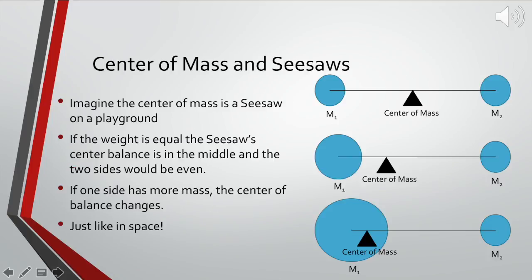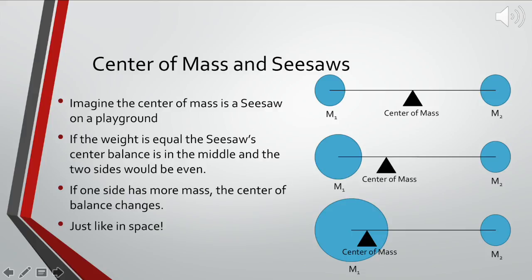When talking about center of mass and gravity, it's kind of a difficult concept to grasp, unless you can compare it to something here on Earth, like seesaws. If you think about center of mass as a seesaw on a playground, it's easy to think about. If you had two children of equal weight, one on either side, they could both float in the air if the center of mass is in the middle. But if the bigger kid gets on the left side, the center of mass must change to more towards the left, as you can see in the middle diagram there.